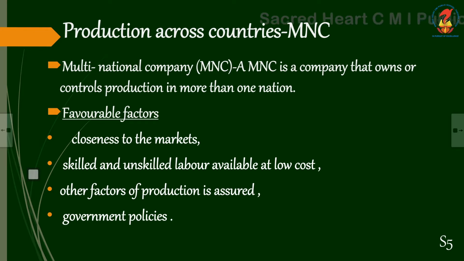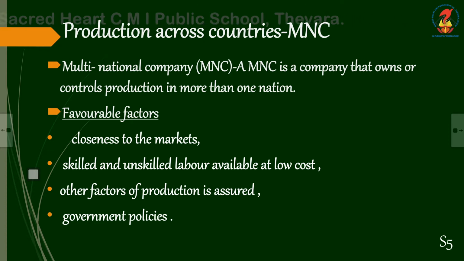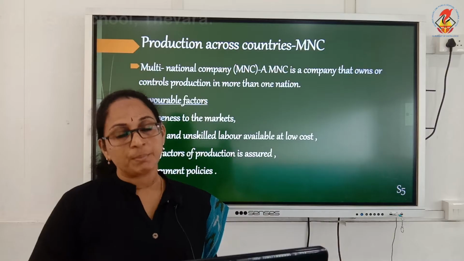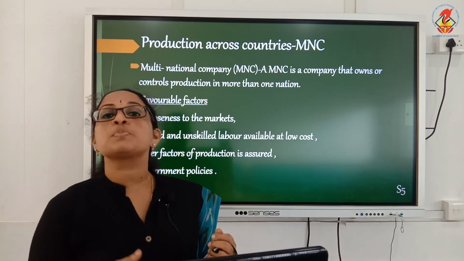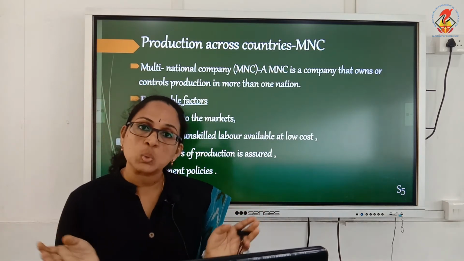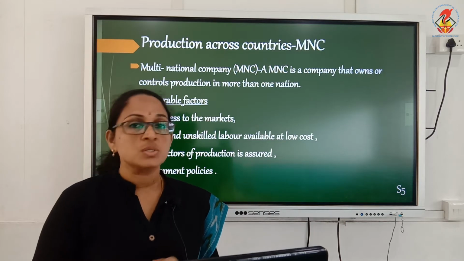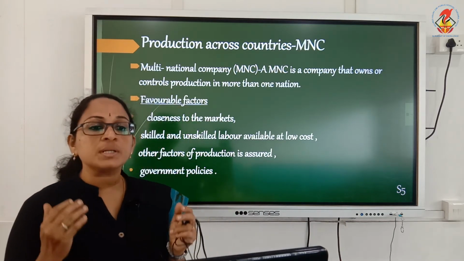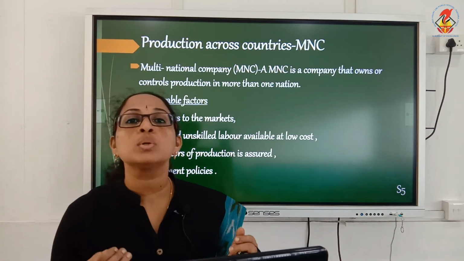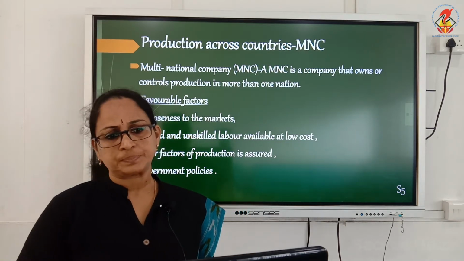Production across countries. Multinational company. First of all, what is the meaning of a multinational company? It is a company that owns or controls production in more than one nation. A multinational company is owned by a developed country, but its production units are spread across the globe. So what is a multinational company? It is a company that owns or controls production in more than one nation.